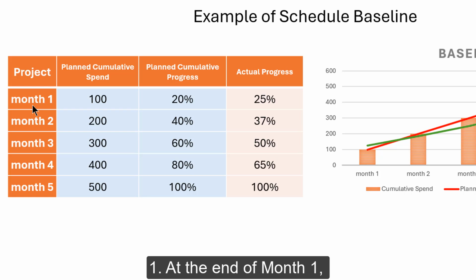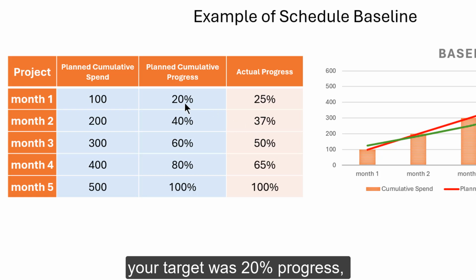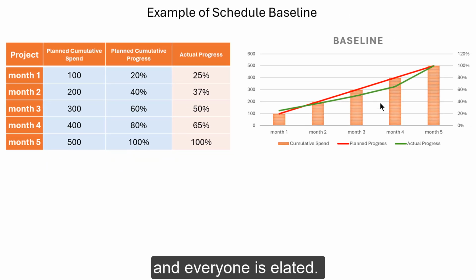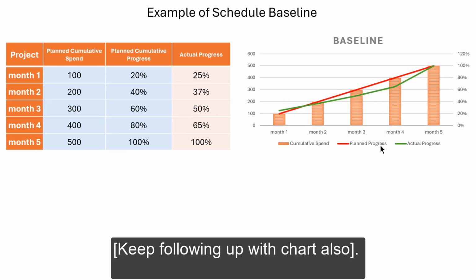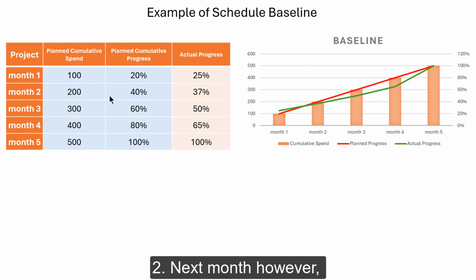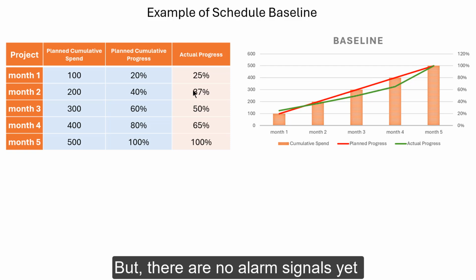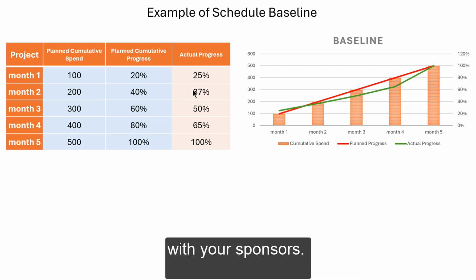At the end of first month, your target was 20% progress, but you achieved 25% progress and everyone is elated. Keep following up with this chart also as I go along. Next month, however, reality hits the schedule. You show up 3% short of your target. But there are no alarm signals yet with your sponsors.